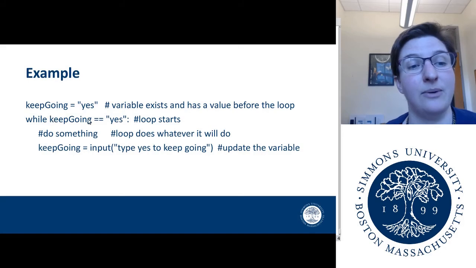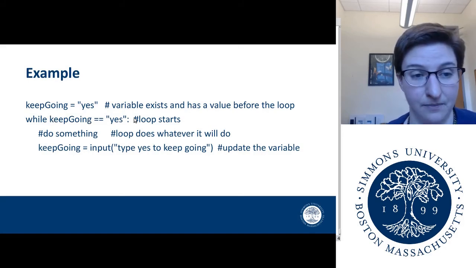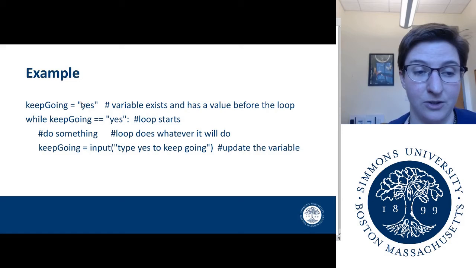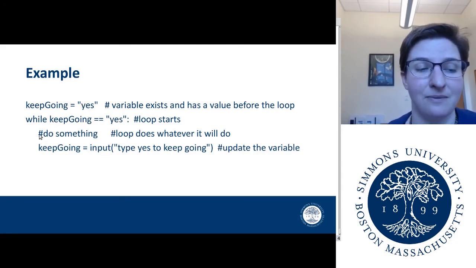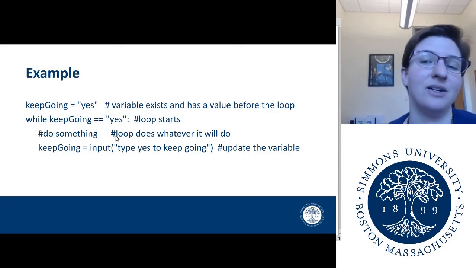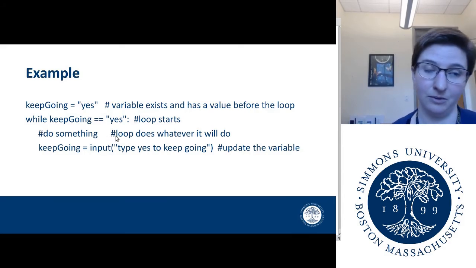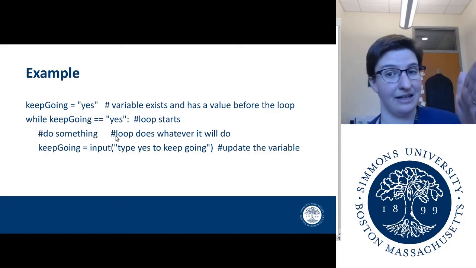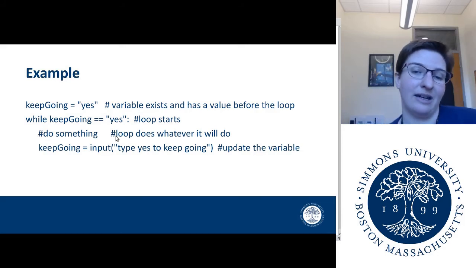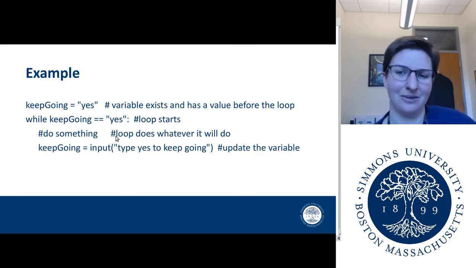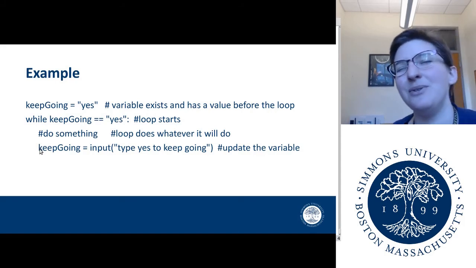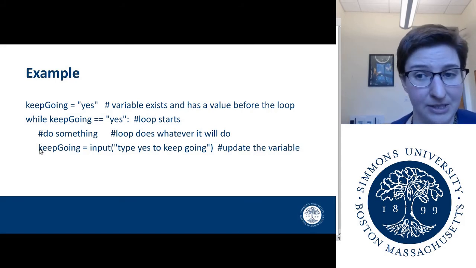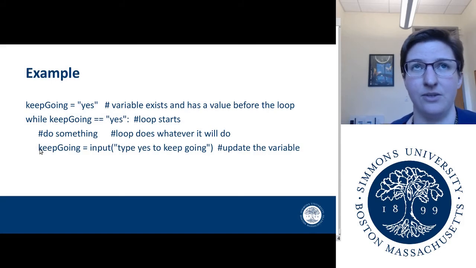So I say while keep going equals yes. Well, since I already defined keep going to be yes, that's true. The loop will start. And then here I'll comment this as do something. So whatever you're going to do inside the loop, maybe you'll throw some if statements in there. Remember to indent them if you do. Maybe you'll have some print statements. You're going to do whatever you want to do. It's your loop. But at the end of it, or you can do it at the beginning too, it doesn't actually matter where you update, unless you're using that value for something else.